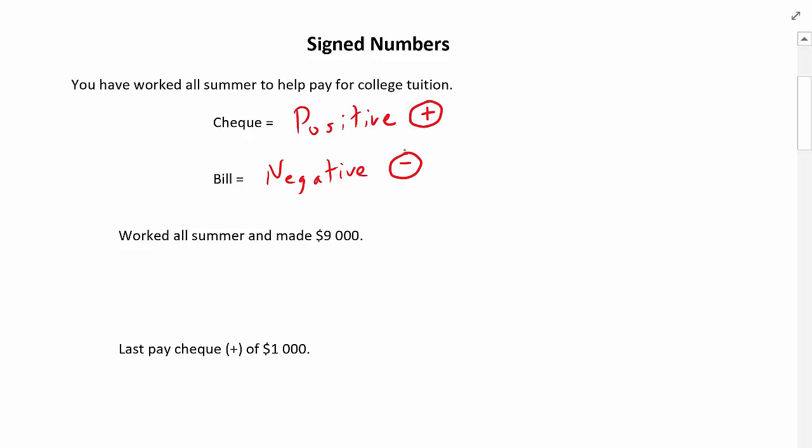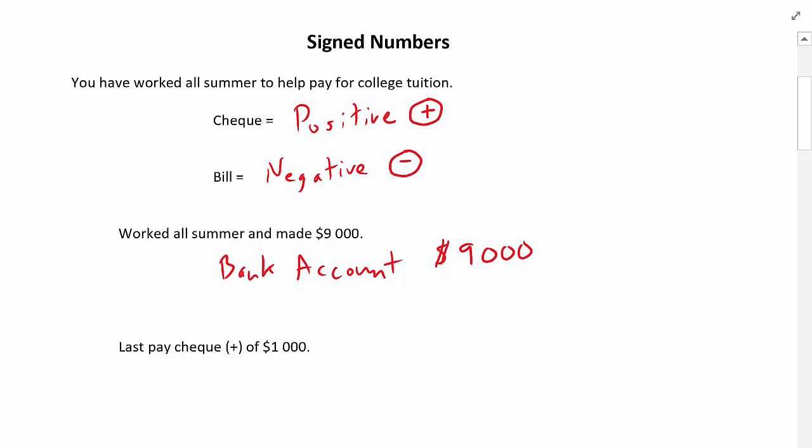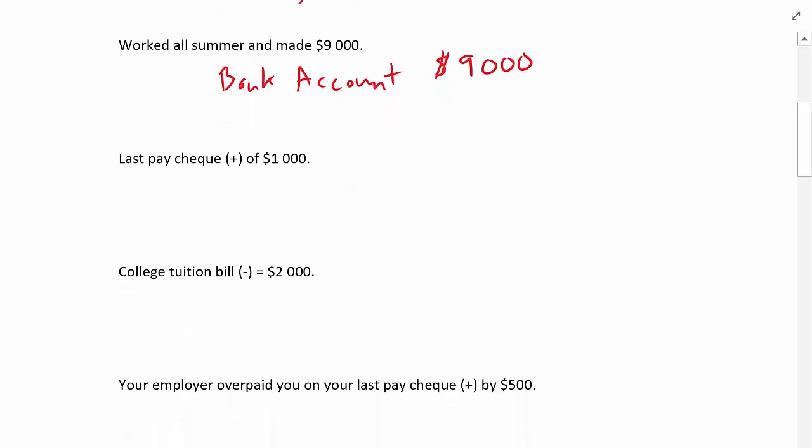So let's go through some examples and see how signed numbers work. Once again, you probably already know this. We just want to make sure everyone's at the same level. So you worked all summer, you had a really good job, and you made $9,000. So your bank account at the end of the summer is $9,000. Some good money there. Your last paycheck comes in when you're off to school, and you get a paycheck for $1,000. Really good job you had.